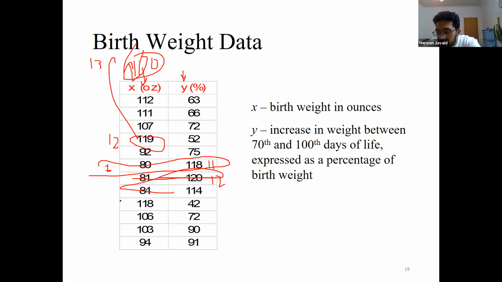So the R value should always be the same for data sets within the same number of values, right? So the R value.